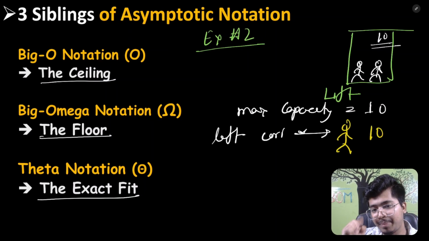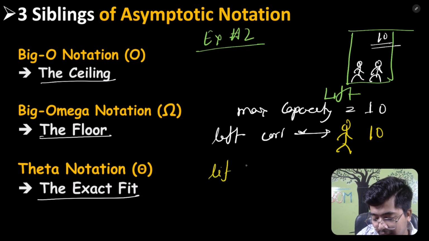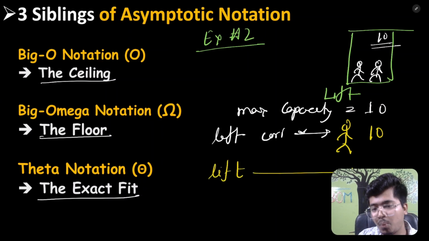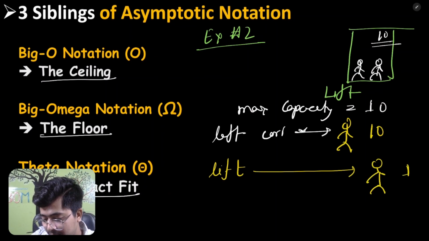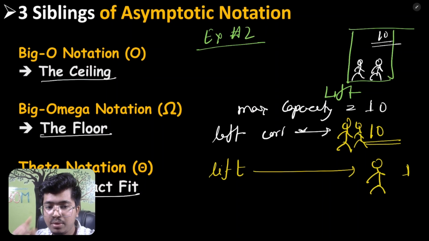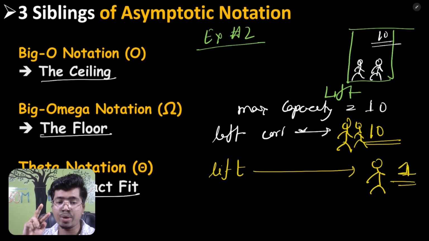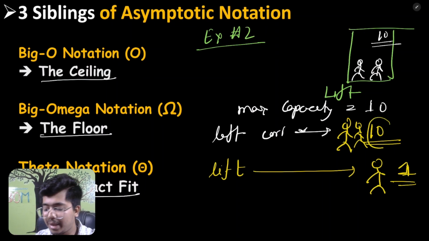Sometimes it can carry 10 people. Sometimes it can also happen that the lift is carrying only 1 person, not 10, just 1 person. So now notice, sometimes this lift is carrying 10 people and sometimes it's carrying 1 person. So there are two cases: it is carrying 10 people sometimes, and at other times it is carrying only one.